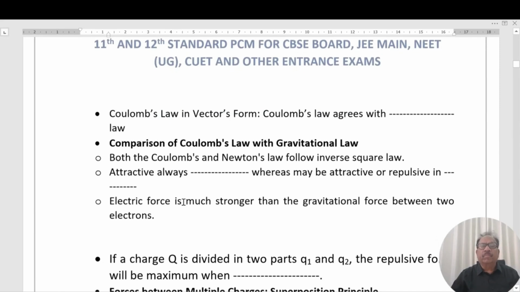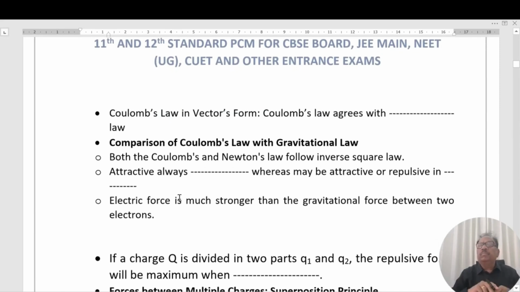Next, Coulomb's law in vector form. Coulomb's law agrees with Newton's third law.